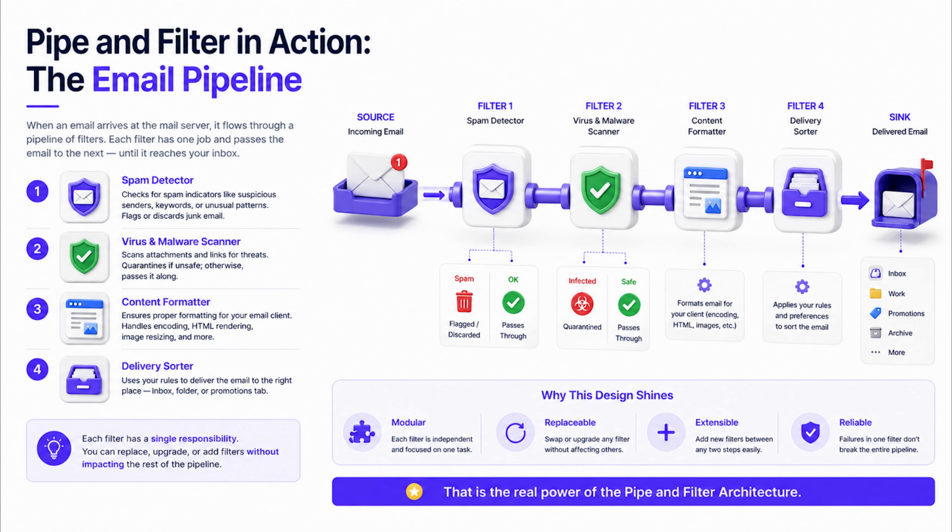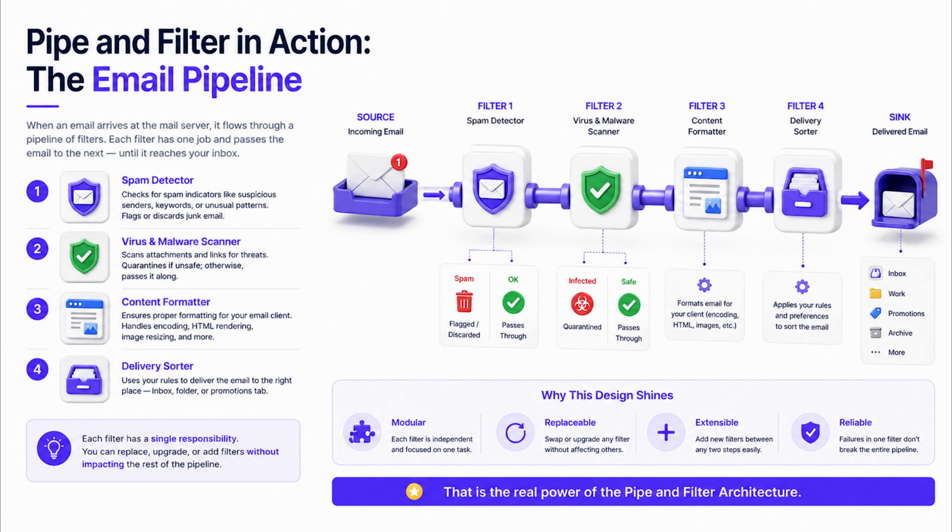The second filter is the virus and malware scanner. It inspects any attachments or links in the email. If a virus is detected, the email is quarantined. If it is safe, it continues down the pipeline. The third filter is the content formatter. It makes sure the email is properly formatted for your email client. It might convert certain encoding types, render HTML content correctly, or resize large images.